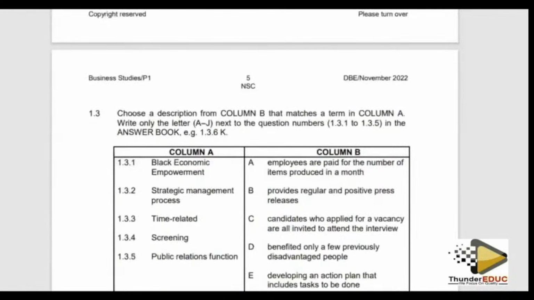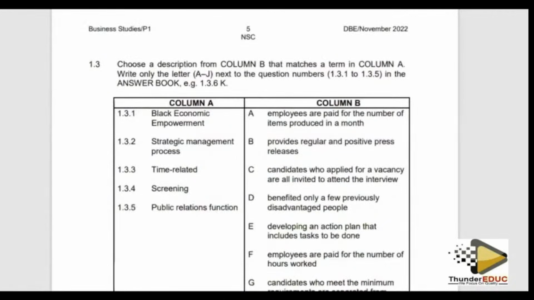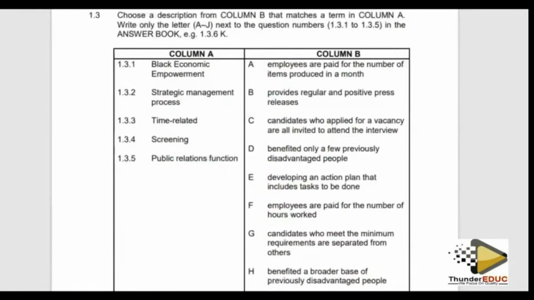So in this 1.3, choose a description from column B that matches a term in column A. Write only the letter A to J next to the question number 1.3.1 to 1.3.5 in the answer book. So an example is given there as 1.3.6 K.